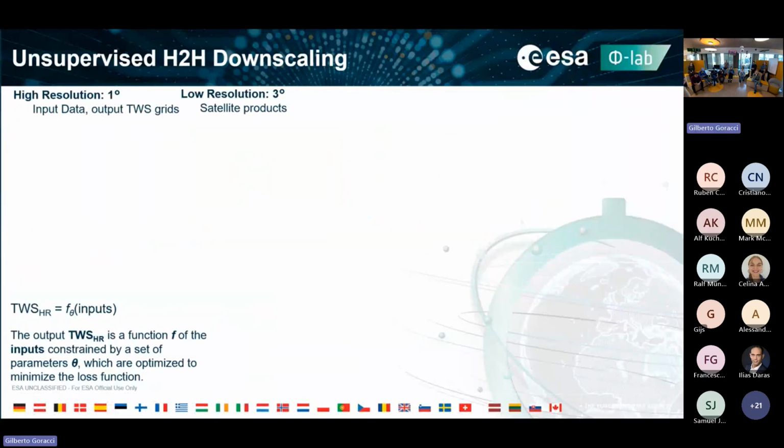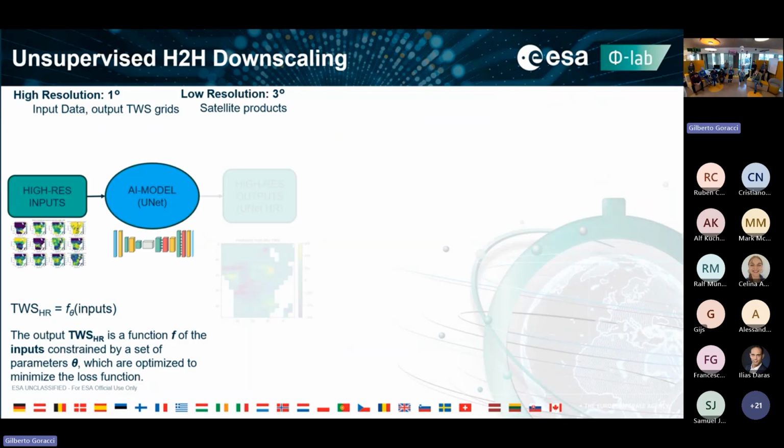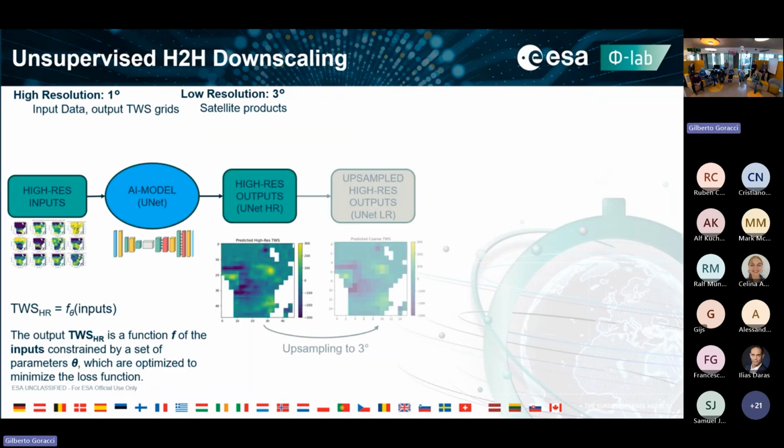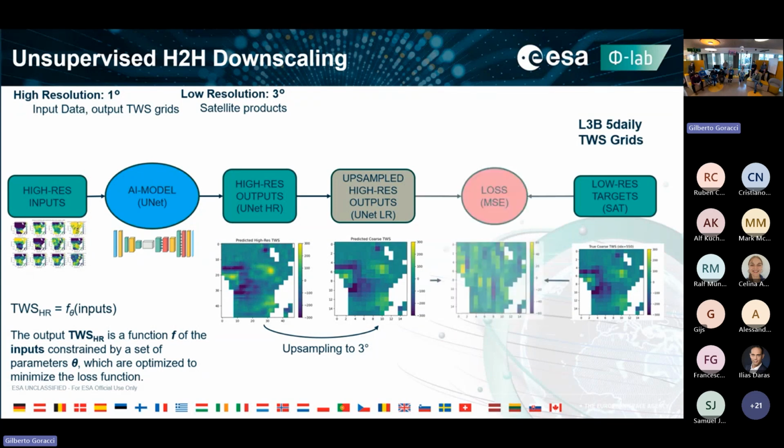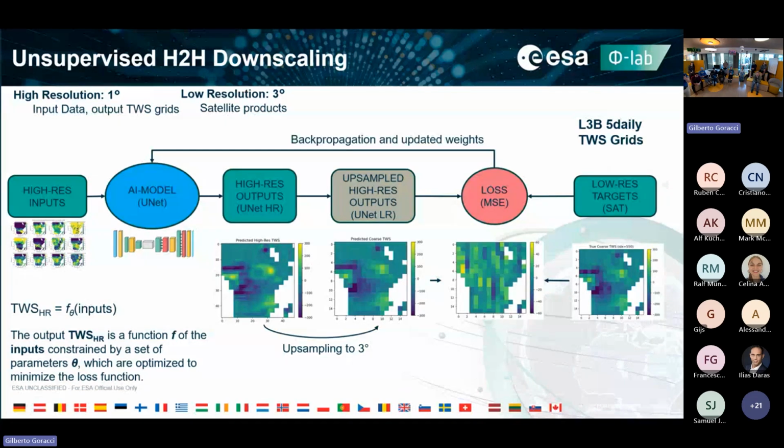So this is the approach. We have our high resolution inputs. We give them to the model, and we get a high resolution output. Then we upsample this high resolution, getting something that is now at 3 degrees. We compare this product with the target, that is the product coming from the satellite. We compute a loss that in this case is the mean square error loss. So we have the mean square error of each pixel. And then, based on this loss, we try to minimize it with backpropagation and update of the weights of the neural network.